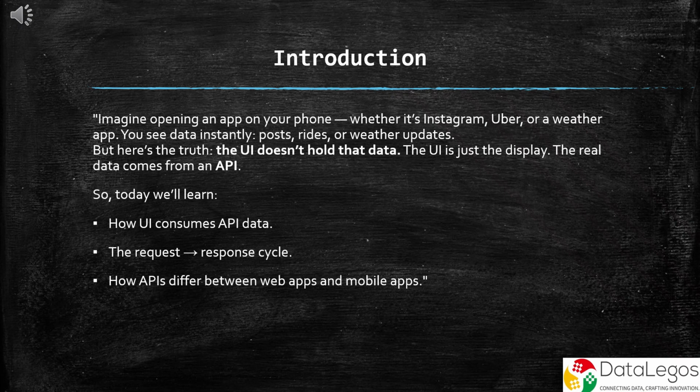Think about any app you use, like Instagram or a weather app. You see data instantly, but the app's user interface, or UI, doesn't actually store that data. The UI is simply the display. The real data comes from an API. Today, we'll learn how the UI consumes this data, the request-response cycle, and how APIs differ for web and mobile apps.